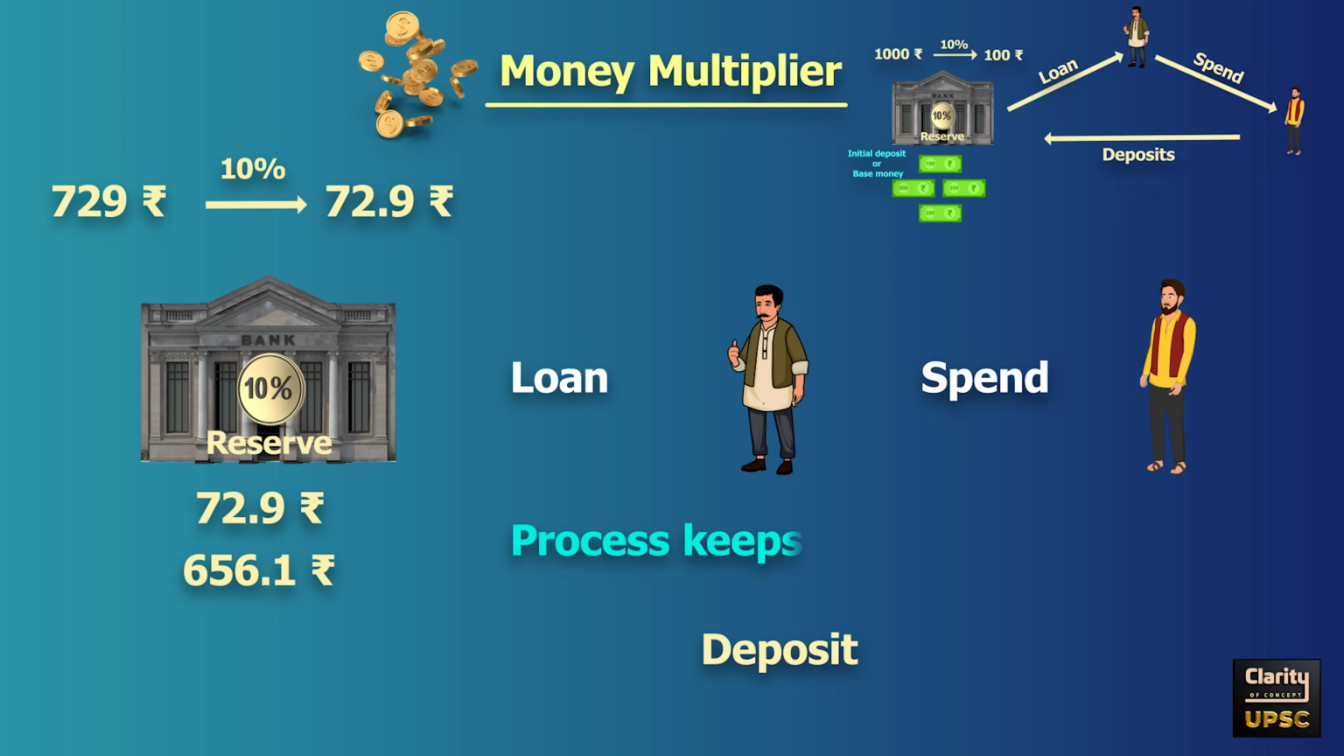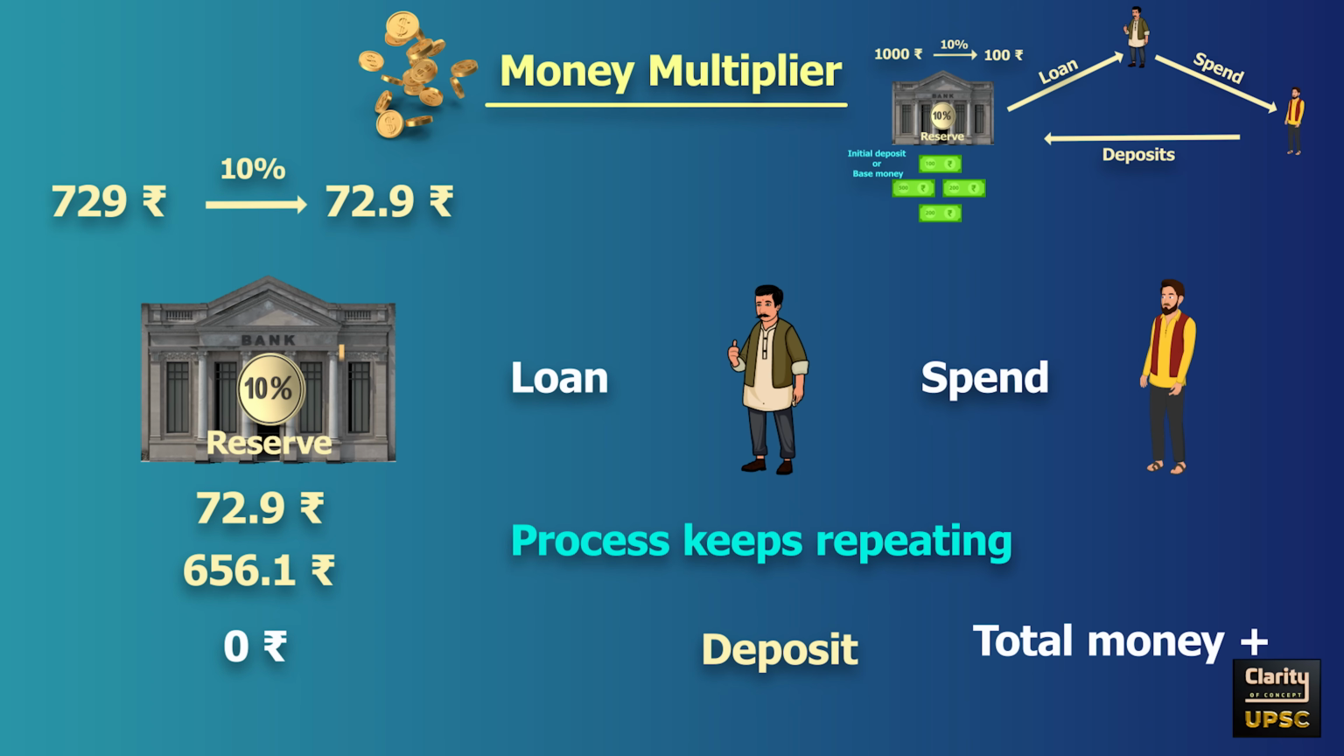Like this, the process keeps repeating. Every time, the bank keeps 10% and lends the rest. It becomes smaller and smaller each round. Theoretically, this process goes on until it becomes almost zero. But the total money keeps adding up. In the end, the money created can be almost 10 times the original money.